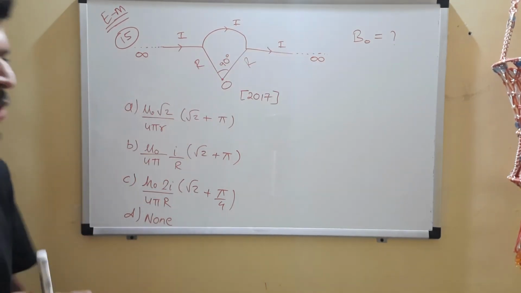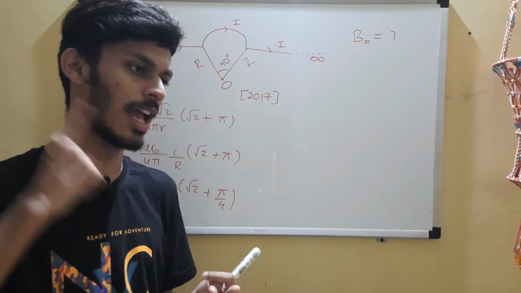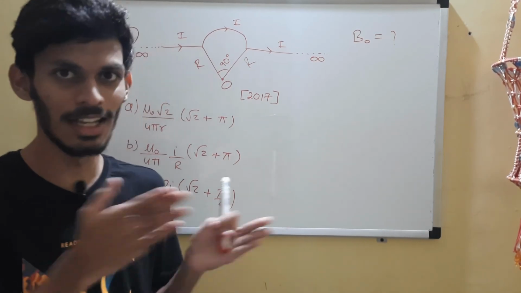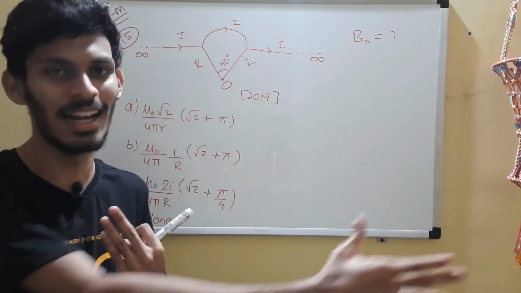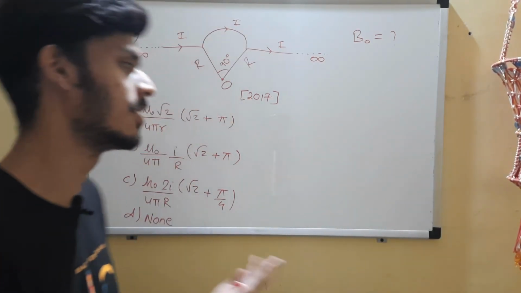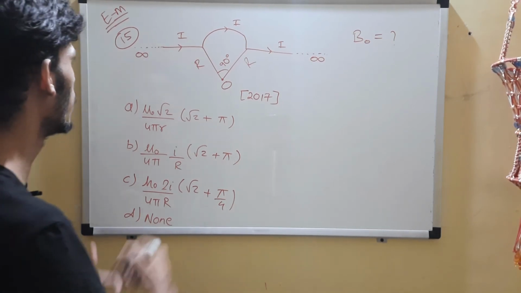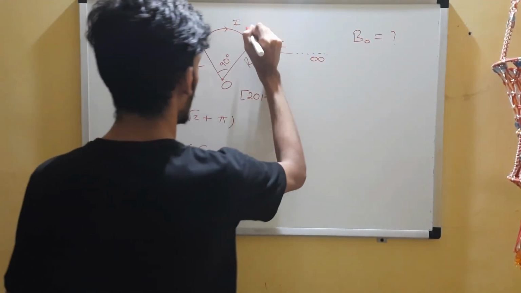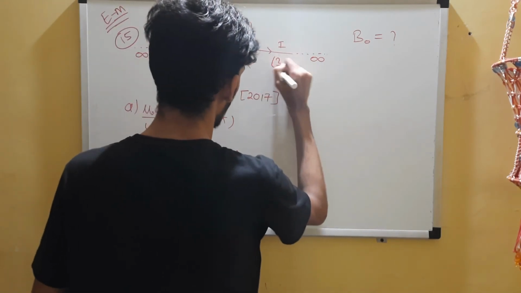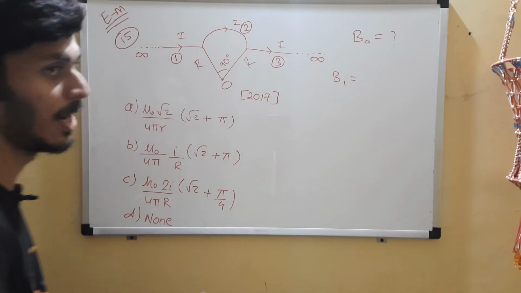So the field at point O, due to all the three elements, semi-infinite wire, arc, and semi-infinite wire, is inwards, right? So you can just add the fields. You can neglect the vector aspect now since they are in the same direction. So let us find B1. We'll name them 1, 2, and 3. Let's find B1, the magnetic field due to 1 at point O.